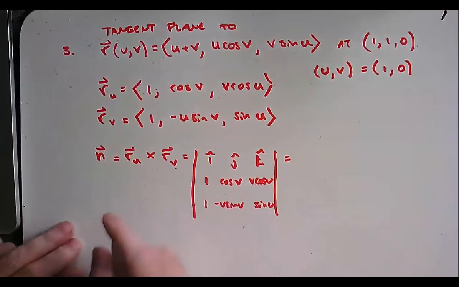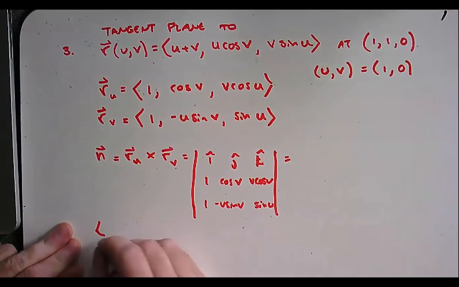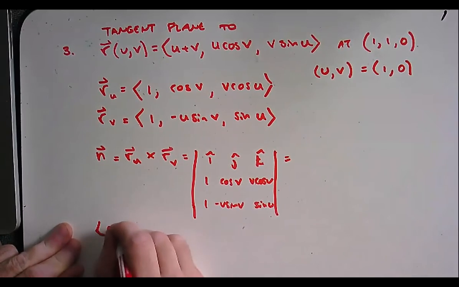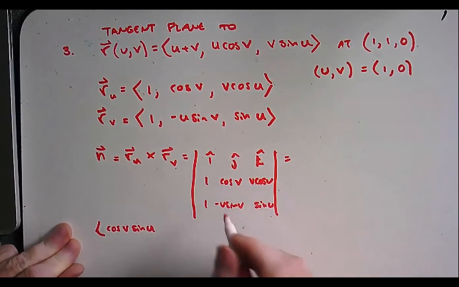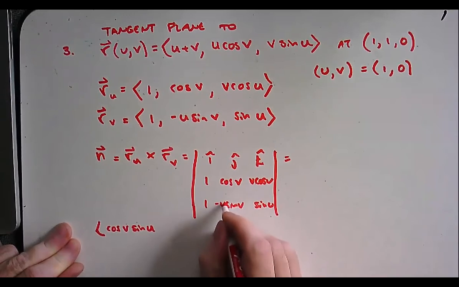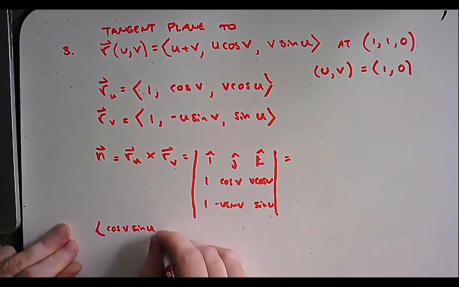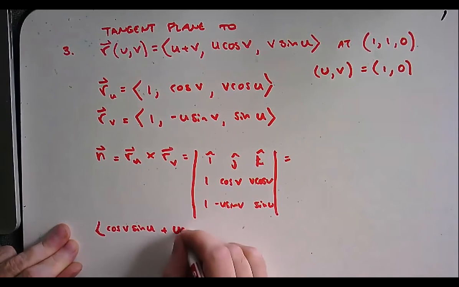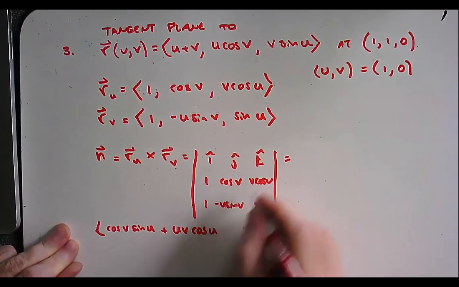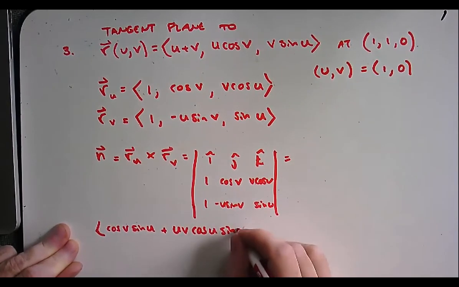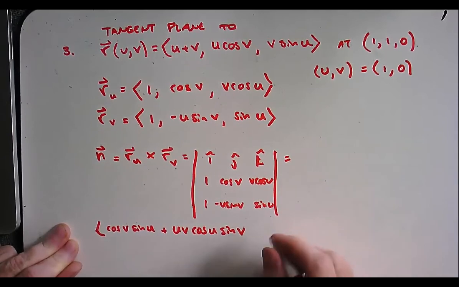So let's see, maybe I'll write it down here so we don't run out of space. So we're going to have i times cosine v sine u, minus negative... or sorry, it's not v squared, it's minus u times v. So plus u v cosine u sine v. Okay, so there's our x component.